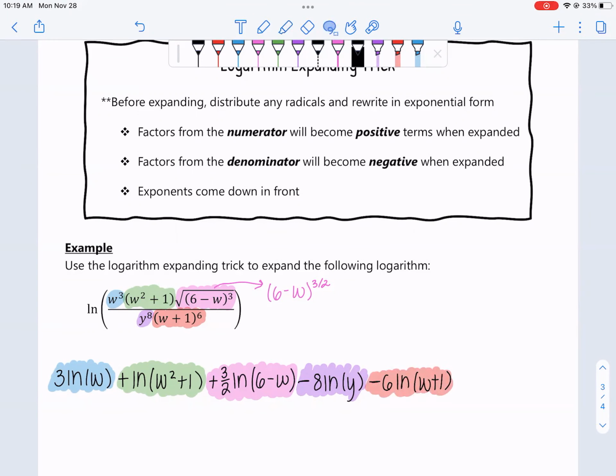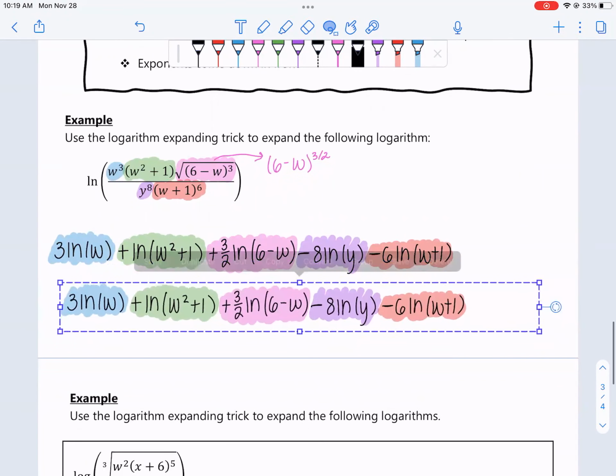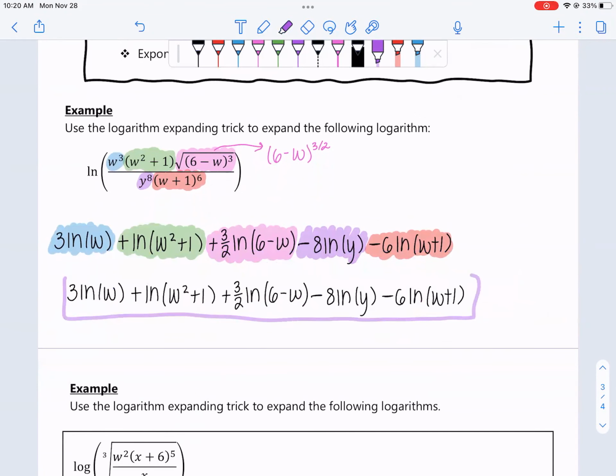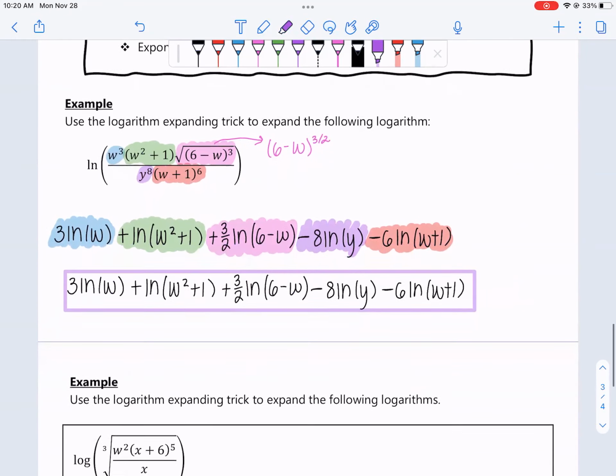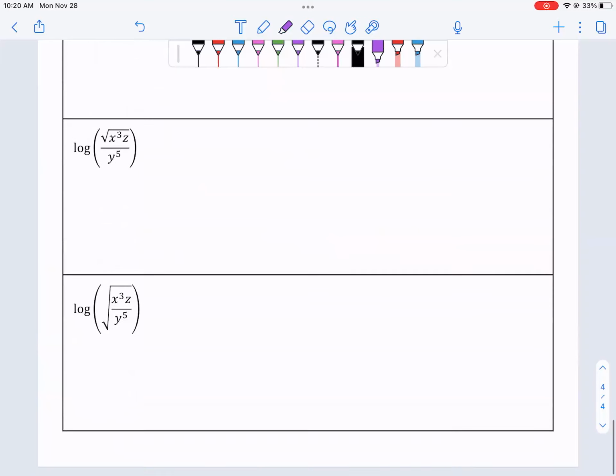And that is the whole thing broken down. So if I duplicate that, I can erase all my highlighting. And bam, there's my answer. It's a huge shortcut. This saves you a ton of time. Can you imagine how long this would take you if you were writing this step by step? It would take forever. So let's go ahead and use that expansion trick to do a few of these logarithms.